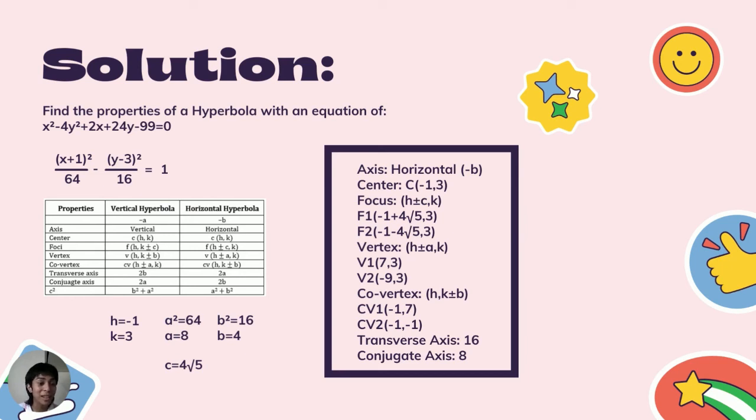So these are the properties of the hyperbola with an equation of x squared minus 4y squared plus 2x plus 24y minus 99 equals 0. That's all. Thank you.